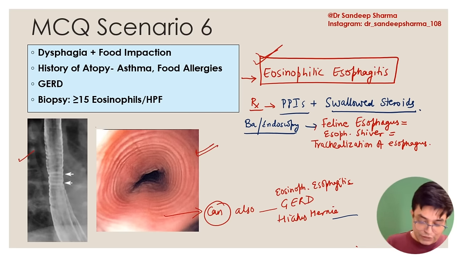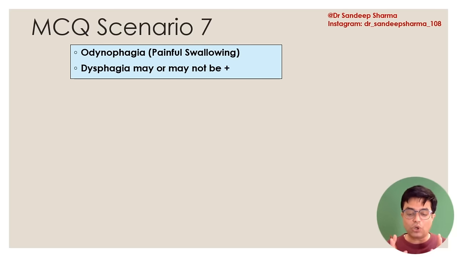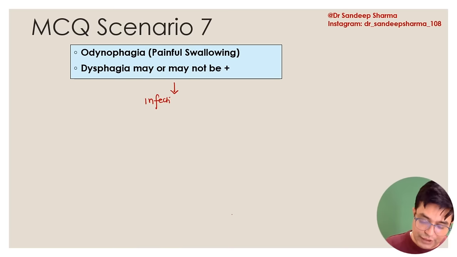Let's move further. Scenario number 7. Now the MCQ says odynophagia is present. Painful swallowing, dysphagia may or may not be present. So in such patients, you will suspect an infectious cause of esophagitis. So you will suspect infectious esophagitis. Now infectious esophagitis can occur from three common reasons.